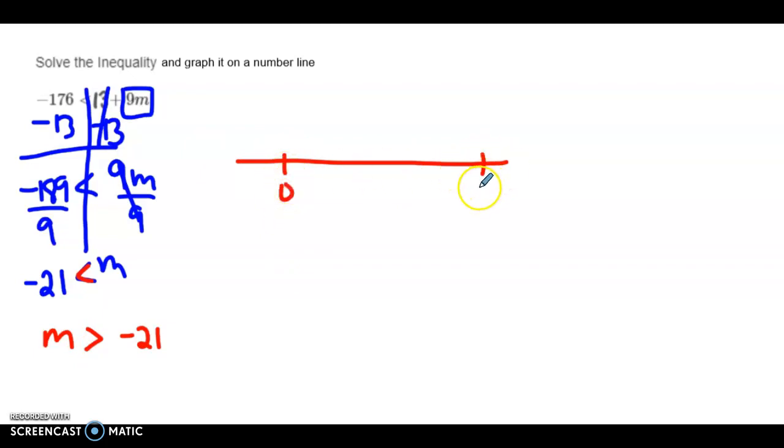Oh, I'm doing negative 21. Oops. All right, well, just scratch that. We'll say that this one's 0 and this one's negative 21. Let me erase that. Okay. So we need to put an open circle on negative 21, and then we need to look at our inequality mouth and draw our arrow in the direction that tells us to.